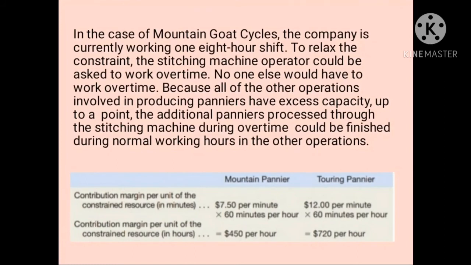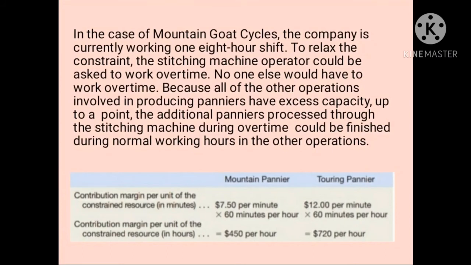If the time were to be used to make additional mountain panniers, it would be worth $450 per hour. If the time were to be used to make additional touring panniers, it would be worth $720 per hour. In this latter case, the company should be willing to pay an overtime premium to the stitching machine operator of up to $720 per hour.